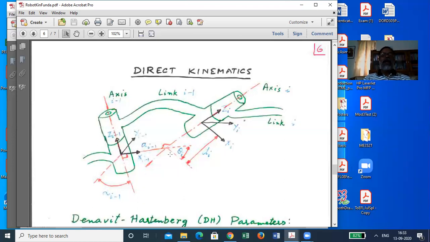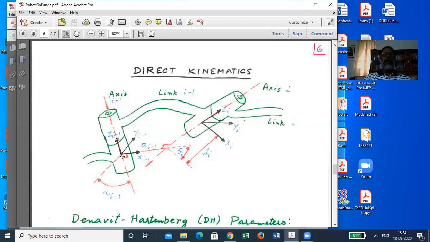Now 4 quantities will arise that will describe completely the relationship between this frame of reference and this frame of reference. Or you say that by how many fundamental motions, only rotation or only translation, you can move this frame from here to here. That will actually describe the position and orientation of the next frame, that is the next link, with respect to this one.